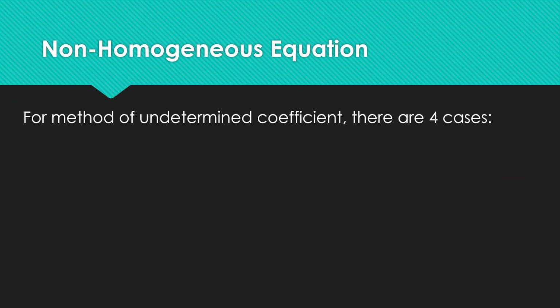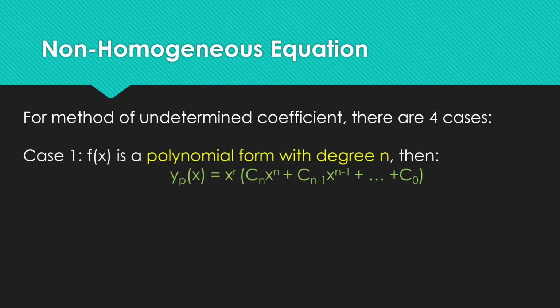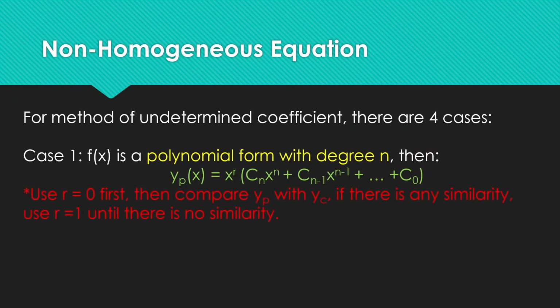For the method of undetermined coefficient, there are four cases. Case 1, f(x) is a polynomial form with degree n. yp(x) equal to x^r (cn x^n plus cn-1 x^(n-1) plus so on until c0). It's noted that r should be 0 first, then compare yp with yc. If there's any similarity, a bigger integer for r, in this case 1, will be taken until there's no similarity.